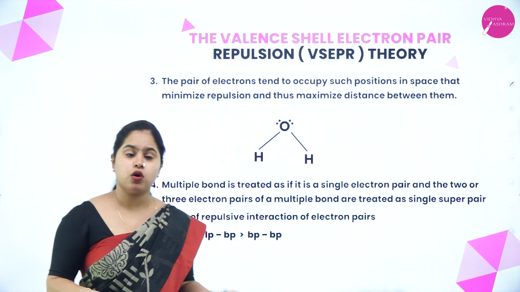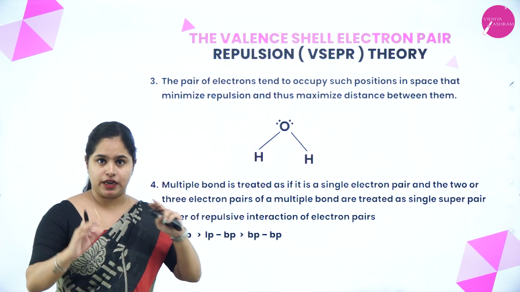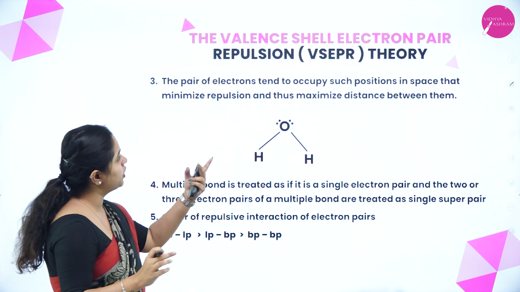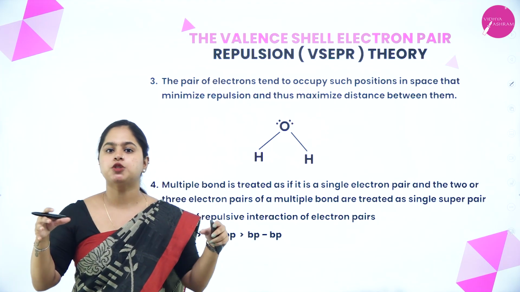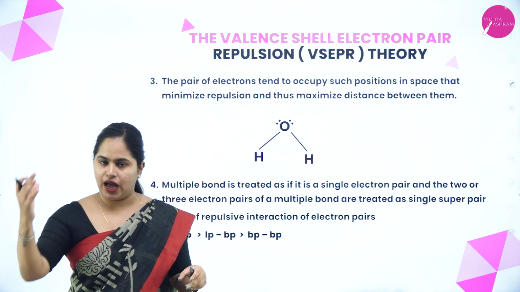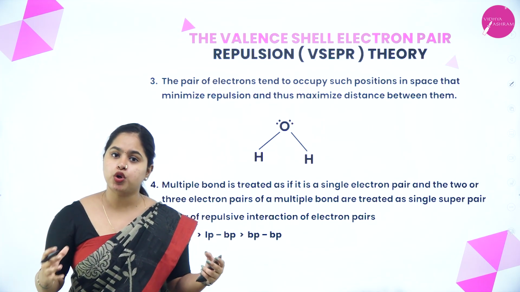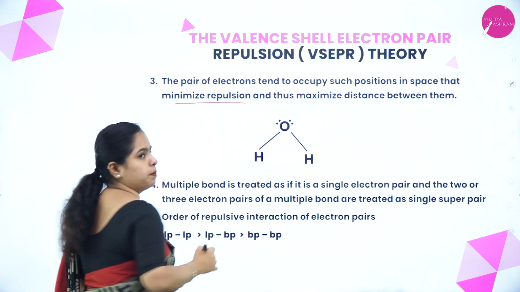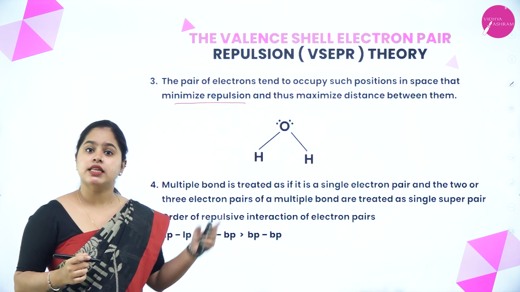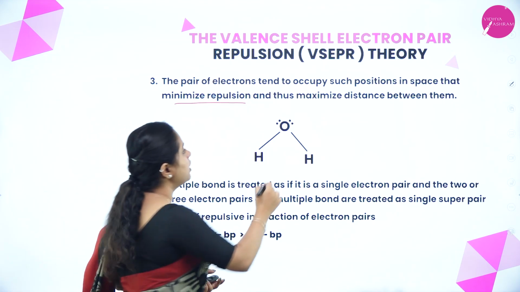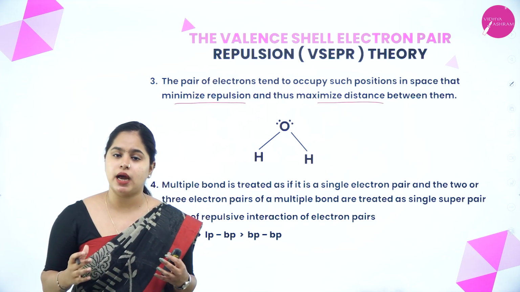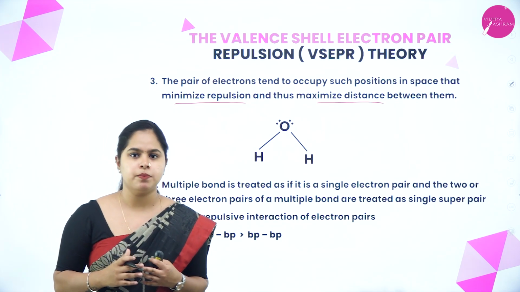Same case with electrons. One pair of electrons and the other pair of electrons tend to occupy such positions in the valence shell, in space, that minimize the repulsion. They try to minimize the repulsion and maximize the distance between them so that the stability will be maximum.